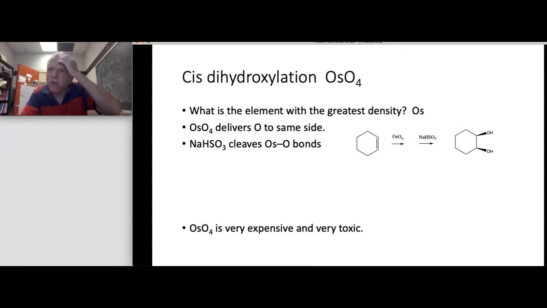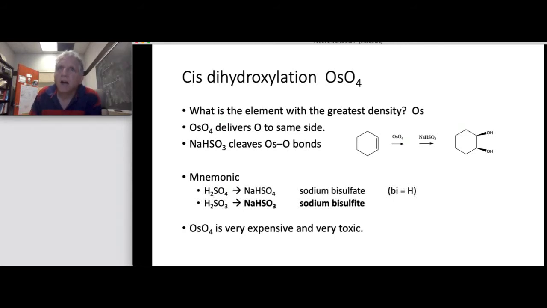Do you have to remember all that? No. Do you have to remember the reagents? Yes. Okay. How do I remember this? Well, there's H2SO4. You certainly know what that is, sulfuric acid. And then I could replace one of the H's with the sodium, and it becomes sodium bisulfate, where the bi is a prefix for the H.